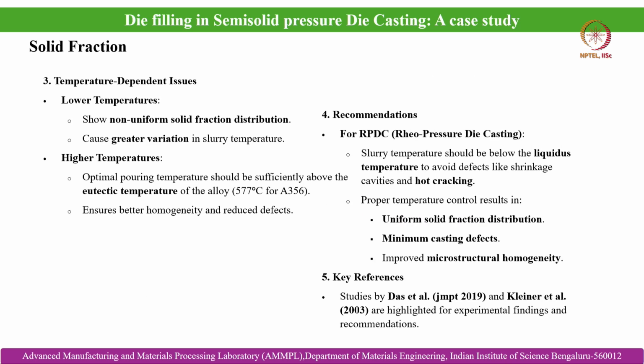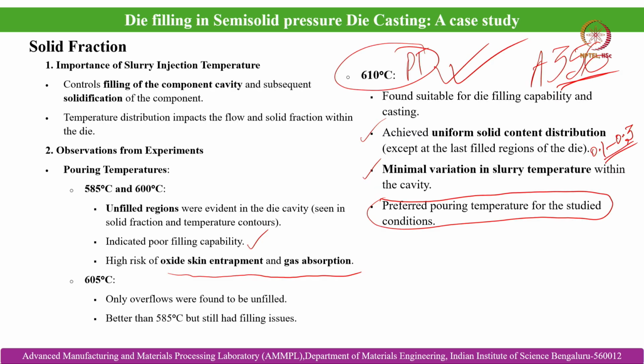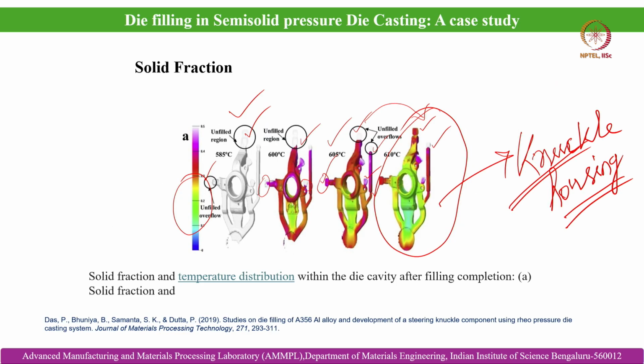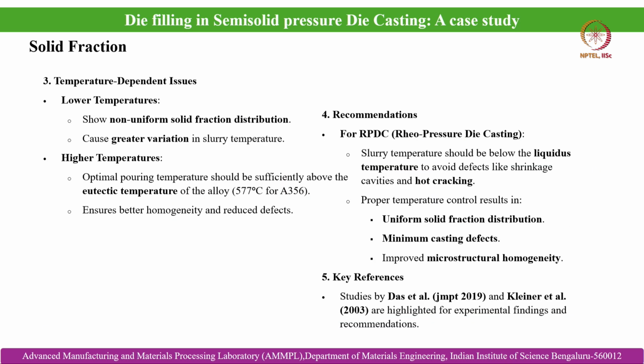Okay. And then coming into the further details of the solid fraction. So here we have discussed the importance of melt pouring temperature. Now we will discuss the temperature dependent issues. Lower temperature shows non-uniform solid fraction distribution, as we have seen in the contour that we have discussed, and causes greater variation in slurry temperature. The optimal pouring temperature should be sufficiently above the eutectic temperature of the alloy.